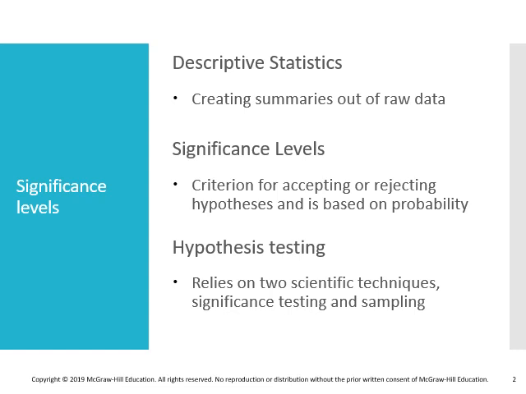Significance level is the level of error that the researcher is willing to accept in the study. So it's the criterion for accepting or rejecting the hypothesis, and it is based on some probability, and we'll look at what those numbers would typically look like in communication research.